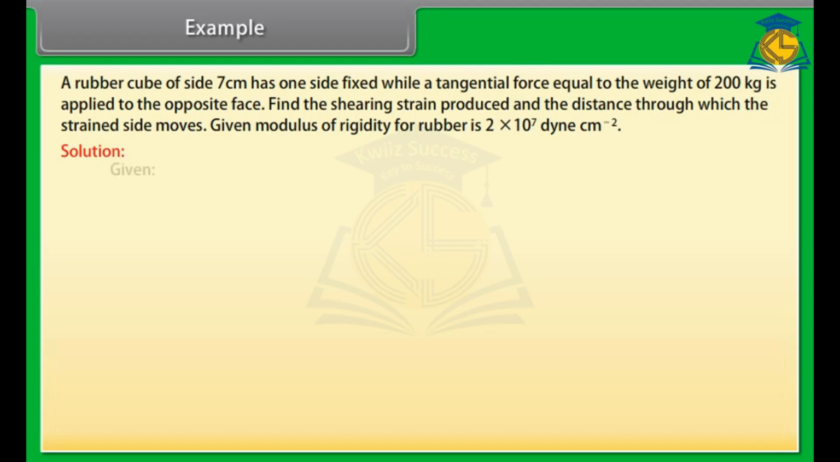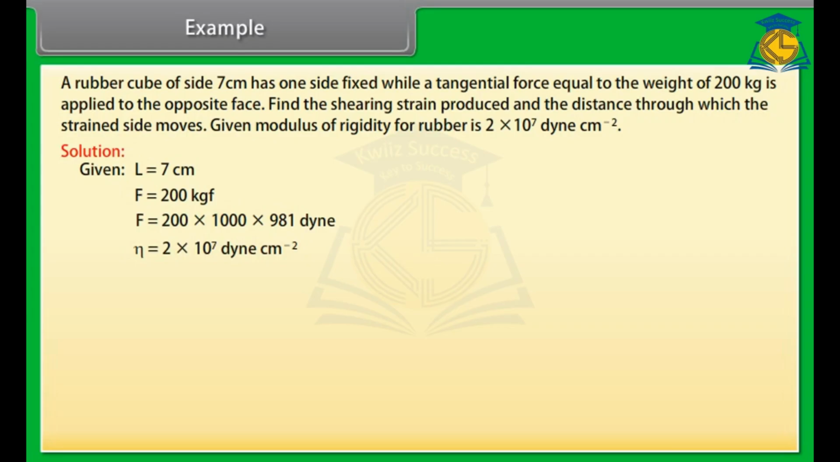Let's see the solution. Given L is equal to 7 cm and F is equal to 200 kgf. Converting the value of F into dynes, we get F is equal to 200 into 1000 into 981 dyne. Eta is given as 2 into 10 raised to the power 7 dyne per centimeter square. We know that the area of the face of the cube A is equal to L square. Putting the values of L, we get A is equal to 7 into 7 centimeter square, which is equal to 49 centimeter square.